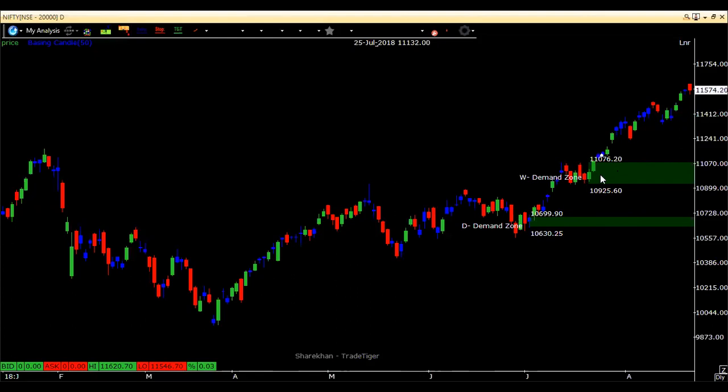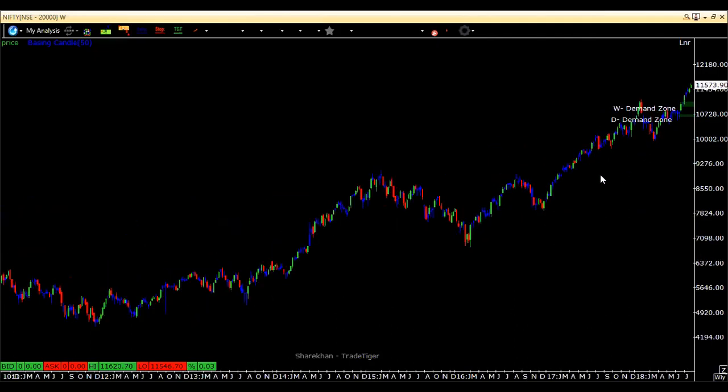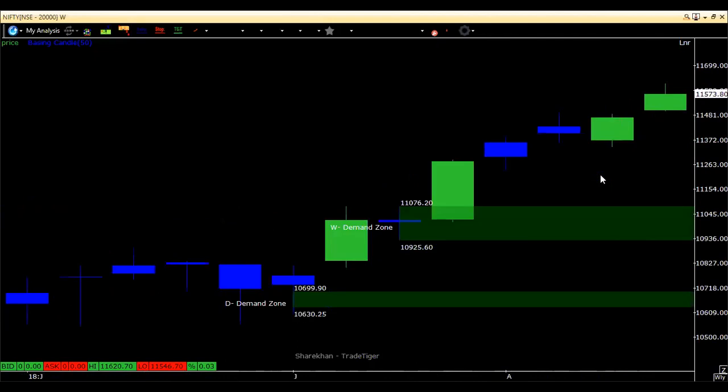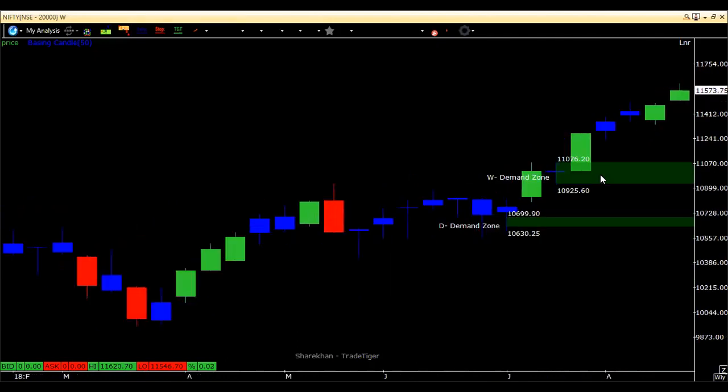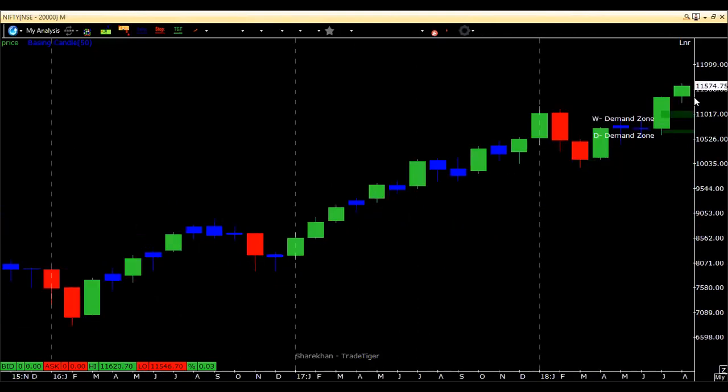So let's look at the weekly chart of the Nifty. Even if I look at the weekly chart of the Nifty, I don't see any area of supply that has been formed. So nothing that I can trade. Monthly chart of the Nifty, again, the same situation. Okay, we only have an area of demand over here. And the daily demand is falling within the monthly demand. So that increases the probability of that trade.